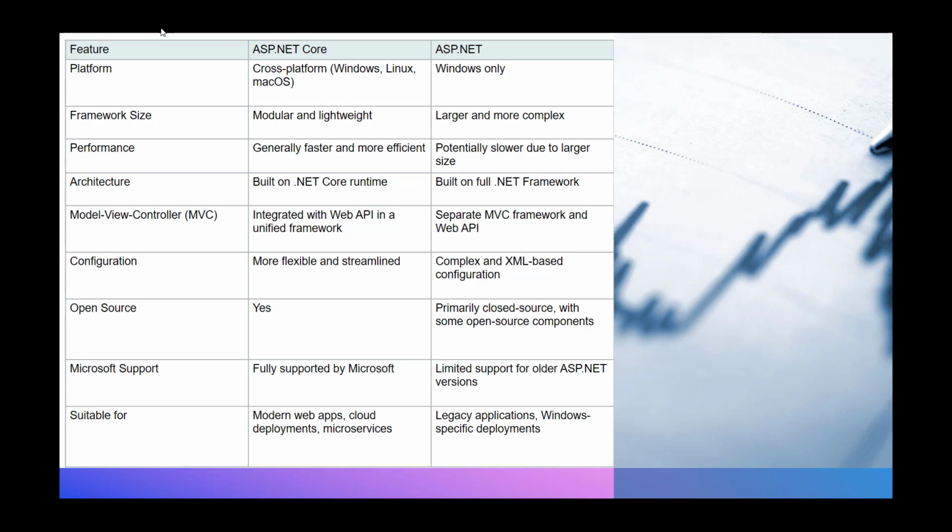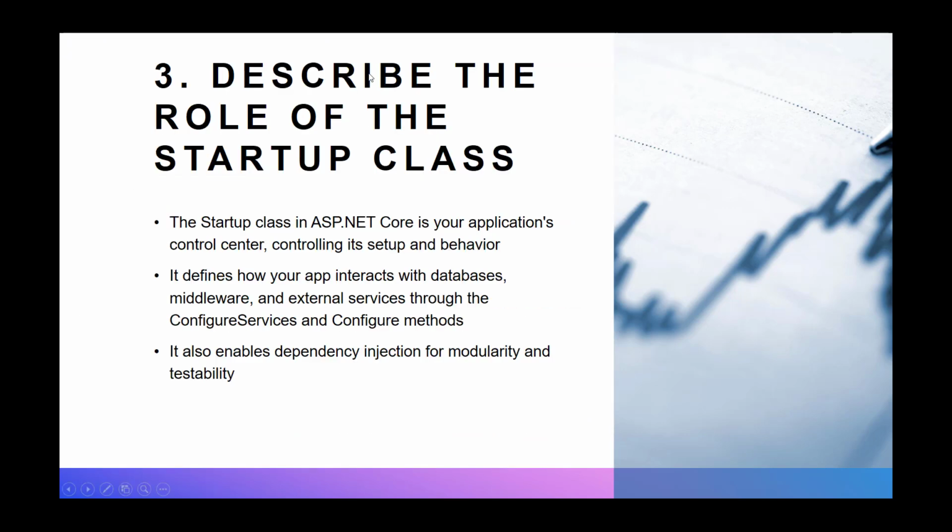It is suitable for everything: modern applications, cloud development, microservices, whatever is needed, we can use .NET Core. That can be a question: where can we use .NET Core? We can use it in web applications, cloud deployment, and microservices. It is provided everywhere. As far as ASP.NET is concerned, it is used for legacy applications and Windows-specific deployments only. So those were the main differences between .NET Core and the older .NET.